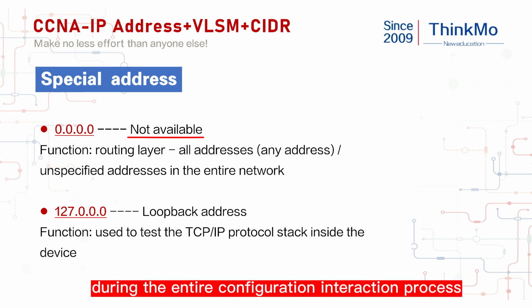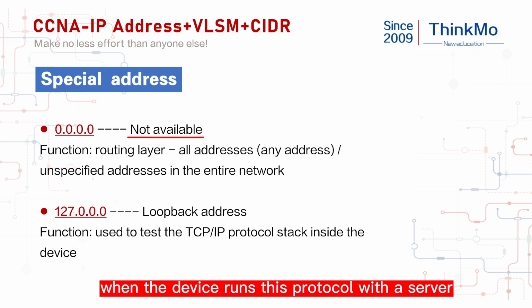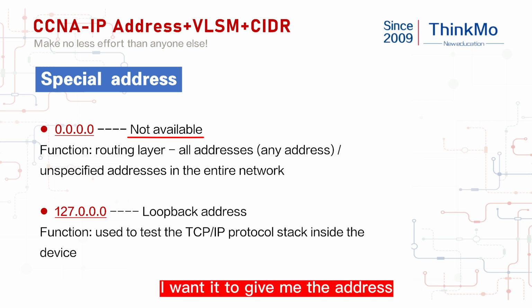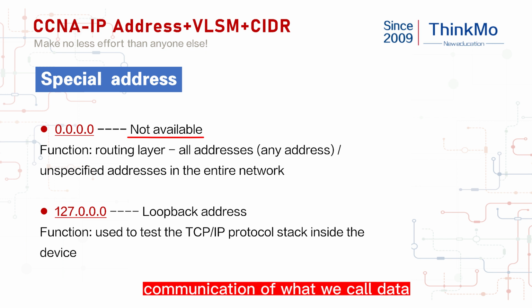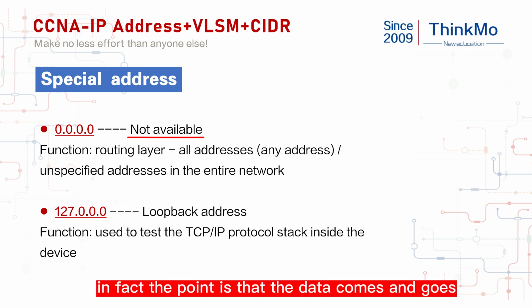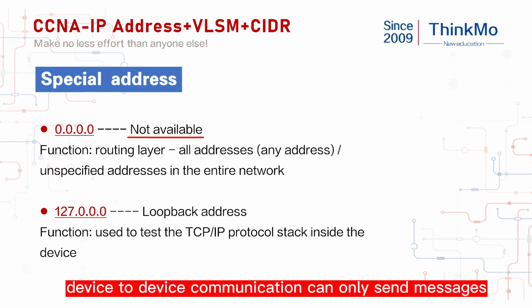Then, during the entire configuration interaction, when the device runs this protocol with a server and wants it to give me the address, I have to send a packet to tell it first. What we call data communication is in fact data coming and going. I want to request some business or some parameters, and I can send that in the form of a message. Like communicating with people, device-to-device communication can only send messages.